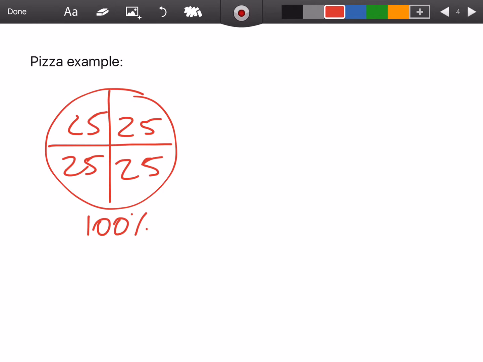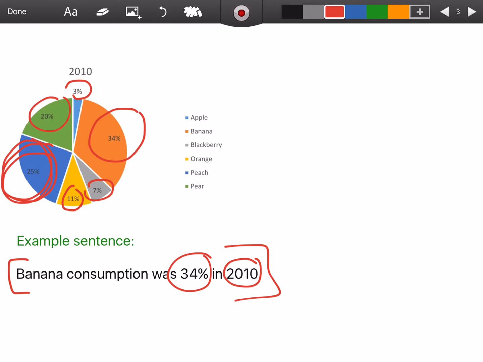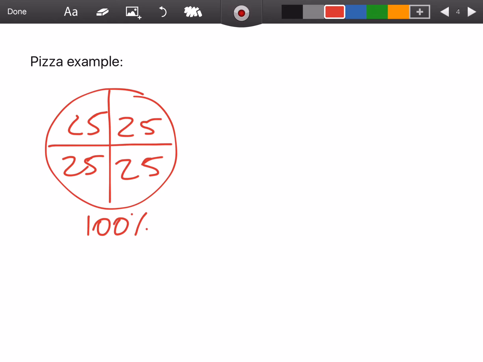So in our previous example, we saw that peach was 25%. And if we want to write a sentence about this, we have to think carefully, because we have already written, like, banana consumption was 34% in 2010. Excellent. But if we write something like that, peach, however, was 25%, you are basically repeating yourself. So this 25% will change to a phrase, to a fraction. Let me show you what I mean. 25% becomes a quarter.